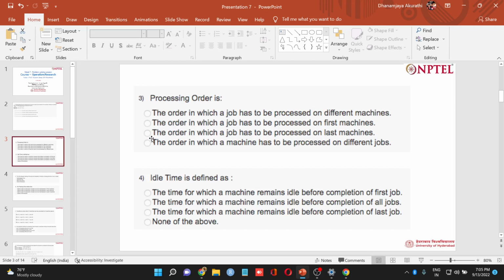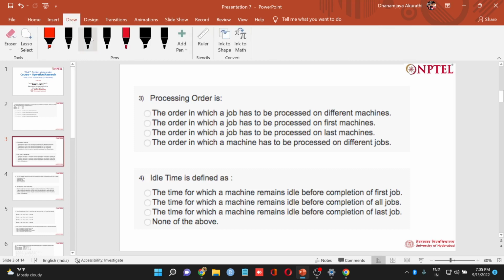Here you can see the notations. What is the processing order? That means the order in which a job has to be processed on different machines. We have different machines, so all the jobs have to be processed and completed on all the machines.